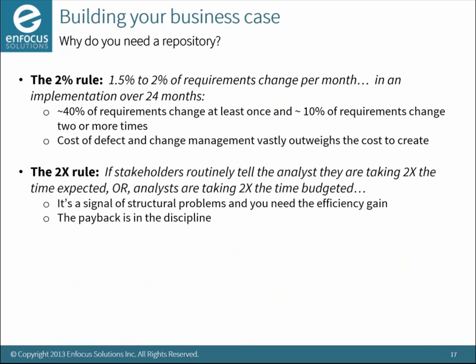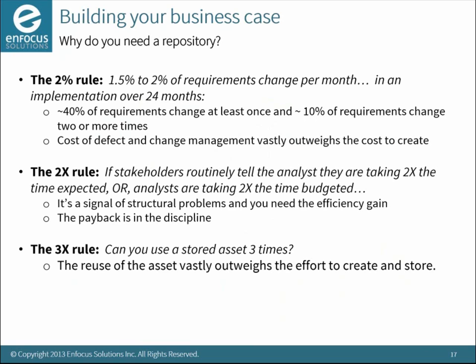The next thing is the 2-time rule. Okay. If stakeholders routinely tell the analysts that they're taking 2 times the time expected, or analysts are taking 2 times the budget expected to do things, then it's a signal of real significant structural problems, and you need to gain the efficiency. So if I can give you a 40% gain in efficiency, just moving to our suite, well, that's fantastic. Now all of a sudden you're down in line with expectation, right? And the payback is really in the discipline itself, and that creates its own business case.